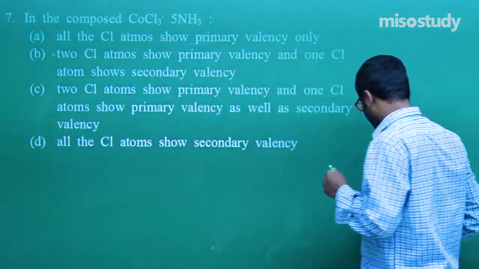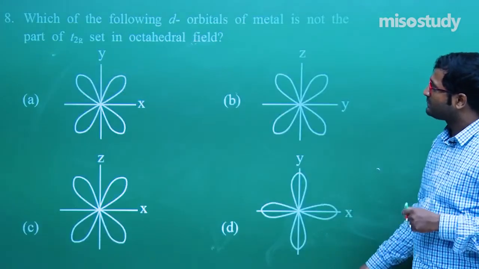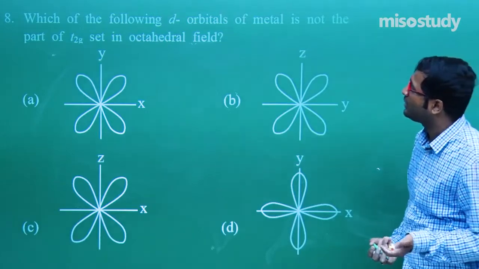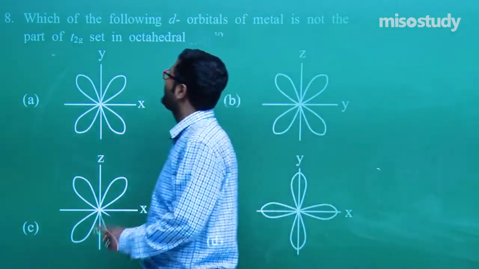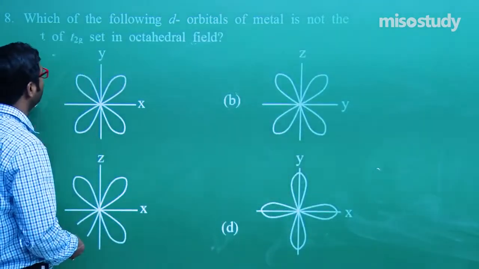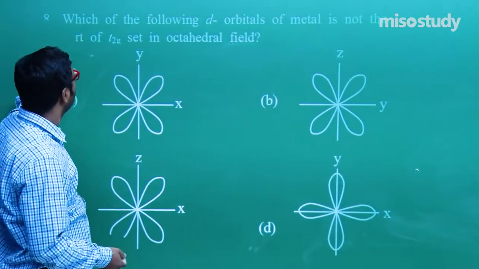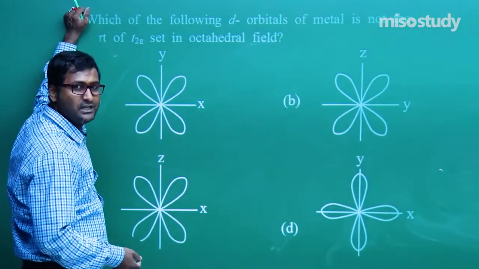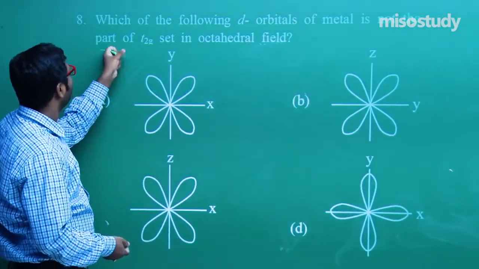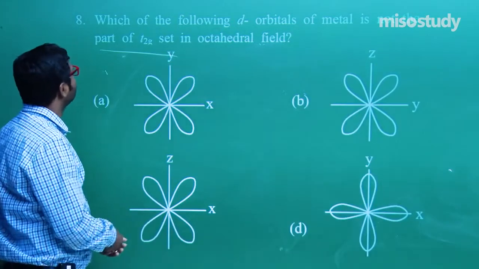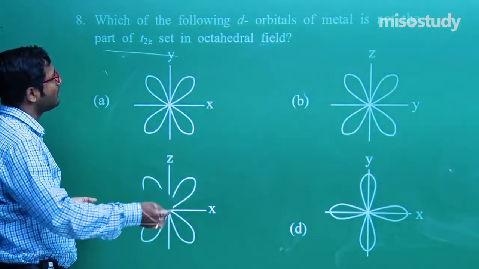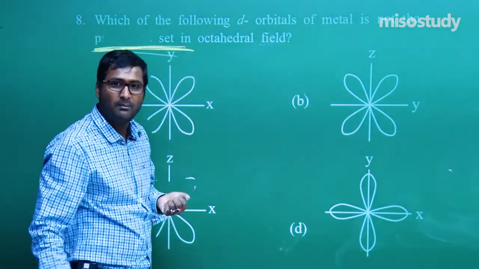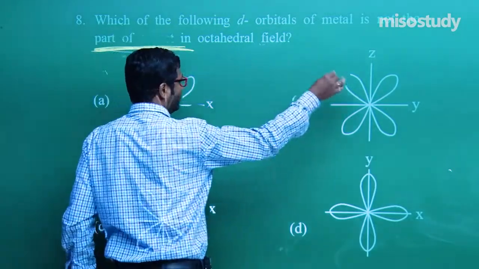Next, let's move to the next part of the question. Which of the following d orbitals of a metal is not part of the t2g set in an octahedral complex? Tell me what will happen in this case, friend. As we know, there are two parts, t2g and eg. Do you remember this? Which of the following d orbitals of the metal is not part of t2g?